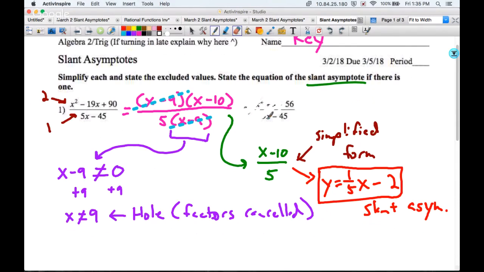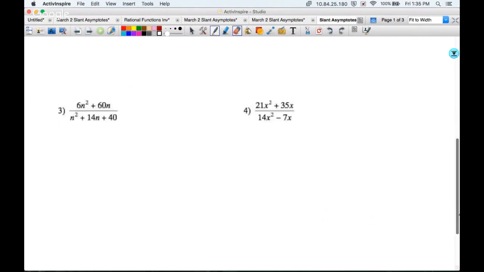We'll skip 2 because I've run out of room. And we'll move on to 3. In 3, right off the bat, we know that this isn't going to have a slant asymptote. The degree of the top is 2, the degree of the bottom is 2, and so when they're the same, then it has a horizontal asymptote.